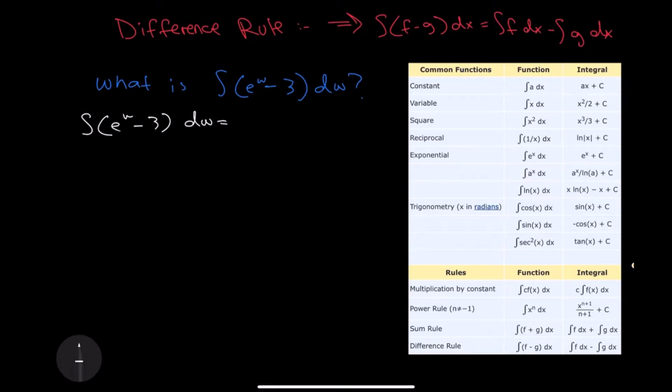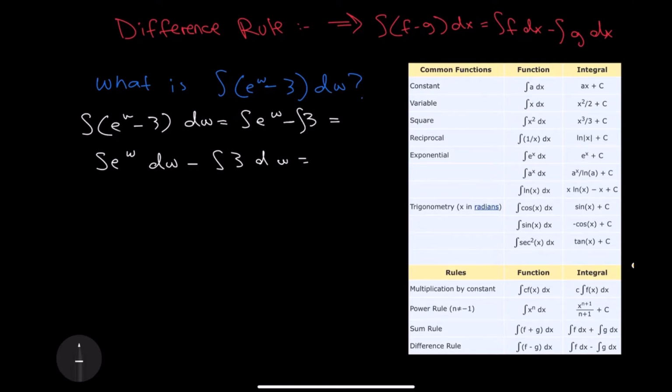So we're just going to pretend that e^w is f and that 3 is g. So in that case, it's going to be integral of e^w minus integral of 3. And then equal. So to solve these, let's just rewrite them down here. Integral of e^w minus integral of 3 dw equals.